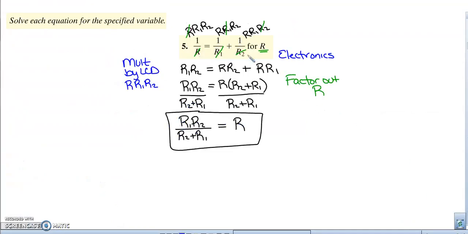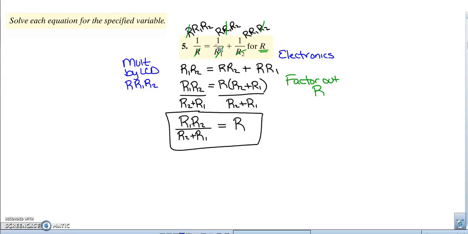Taking a look at this formula, which is used in electronics, we're solving for capital R. Now notice you have R, R sub 1, and R sub 2. We are solving for just R. Well, to begin, it's an equation that has fractions in it, so once again we're going to multiply by the LCD, which in this case would be all 3 R's multiplied together.